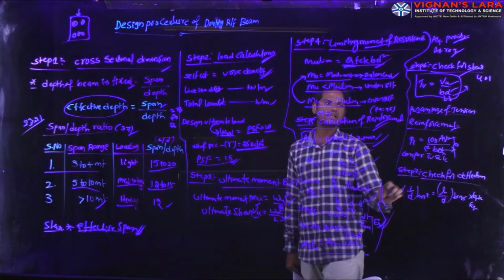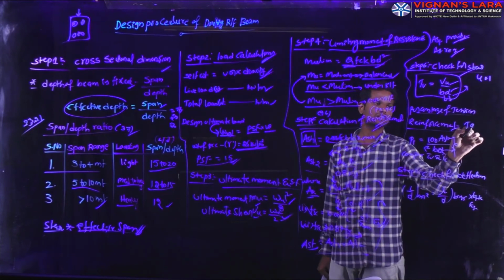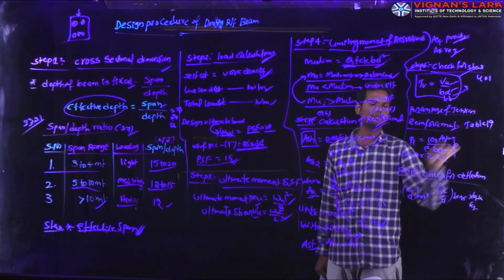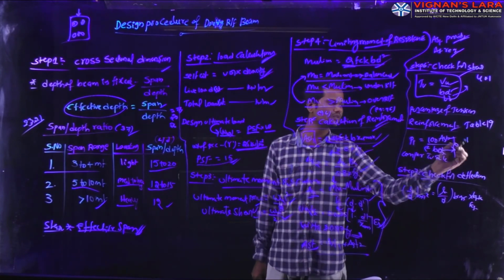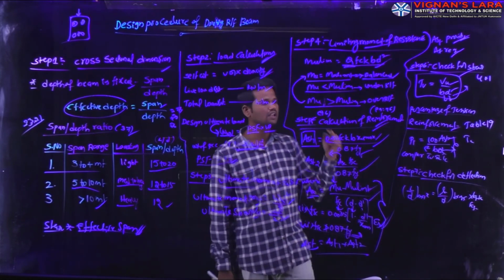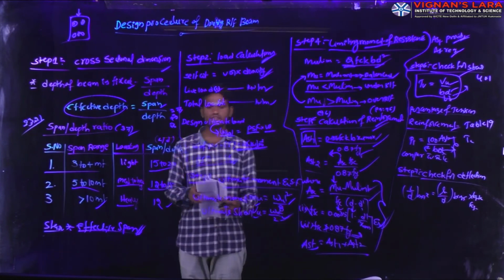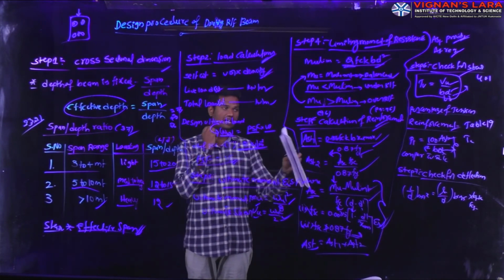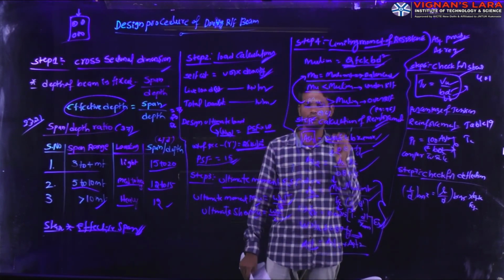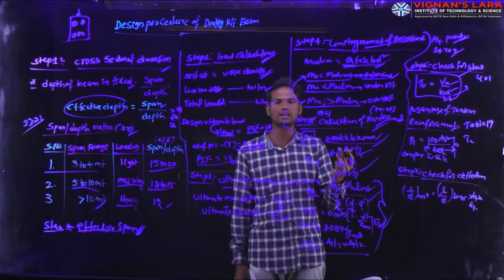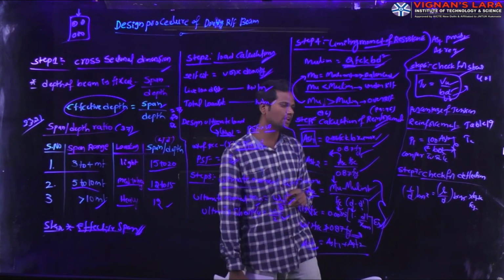After calculation of this percentage of steel reinforcement, from Table 19 we check the tau c value. The tau c value is nothing but the design shear strength. The design shear strength of the concrete will be less than or equal to the design shear stress. Based on that, stirrup reinforcement will be provided. That stirrup reinforcement calculation will be explained while solving the problem.